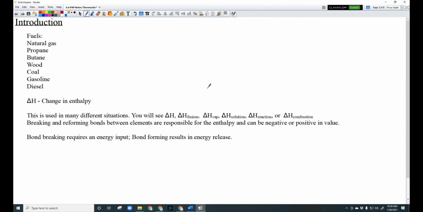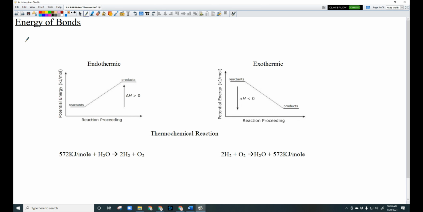Okay, this is one thing that you really, really need to remember. That's key. Breaking bonds requires energy input, while bond forming results in energy release. So we have reactions where we're breaking bonds, and we have reactions where bonds are reformed, and it's an input of energy in one and an output of energy in another. So broadly speaking, we have two different kinds of heat exchange: endothermic and exothermic.